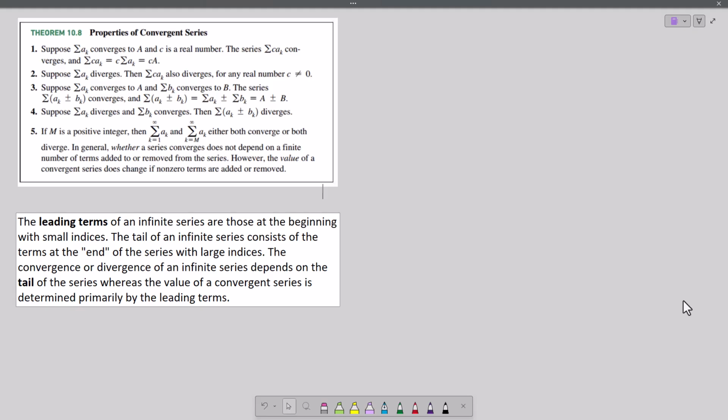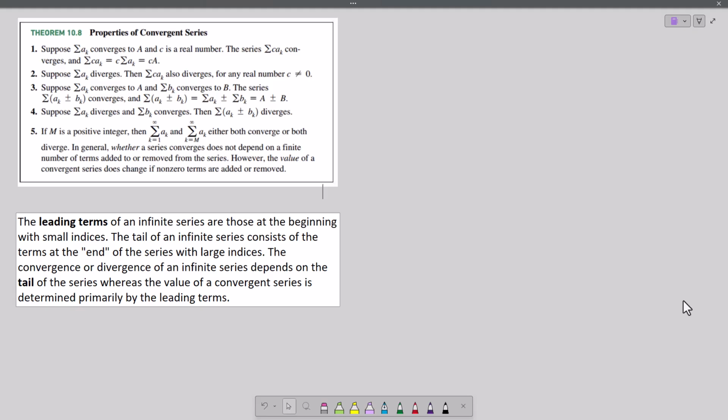Now if you have a series that diverges, and you multiply by a non-zero constant, that series still diverges. There's no way to take a divergent infinite series and multiply by a constant and make it converge, unless you multiply by 0. There's no way you can multiply by a negative or a positive number and force a divergent series to all of a sudden converge. So if it's diverging, it's diverging.